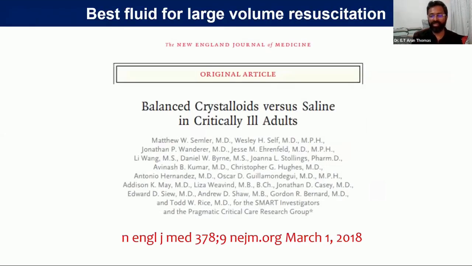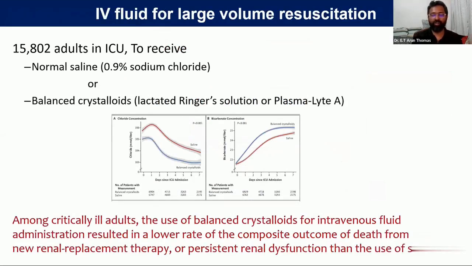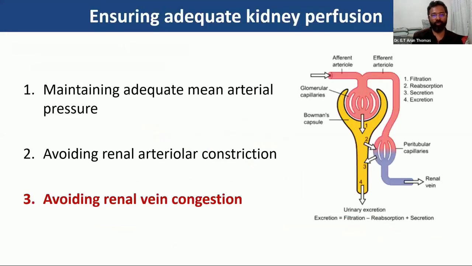And there's a study in 2018, the SMART trial, which showed that balanced crystalloid, that is Ringer's lactate or Plasma-Lyte A, is much better for fluid resuscitation in ICU patients, because it leads to less requirement of renal replacement therapy and less mortality in this group.